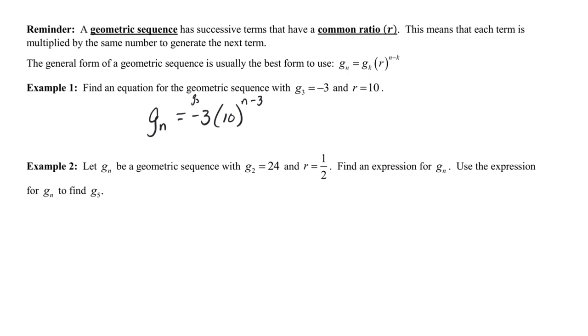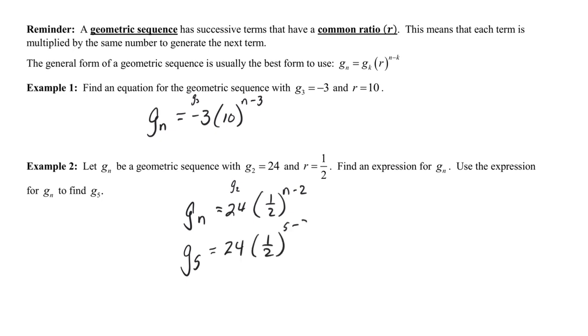All right, let's look at example 2. Let G be a geometric sequence with the second term being 24, a rate of 1/2. So let's go ahead and write that down. G sub n, starting at 24. Remember that is G sub 2. My ratio goes there. N minus k, k was 2, so n minus 2. There's my expression. Now I want G sub 5, so I'm just going to put a 5 there. Leave everything else the same, 1/2. I'm going to put a 5 up there. And then when I do that math, I'm going to get G sub 5 is equal to 3.